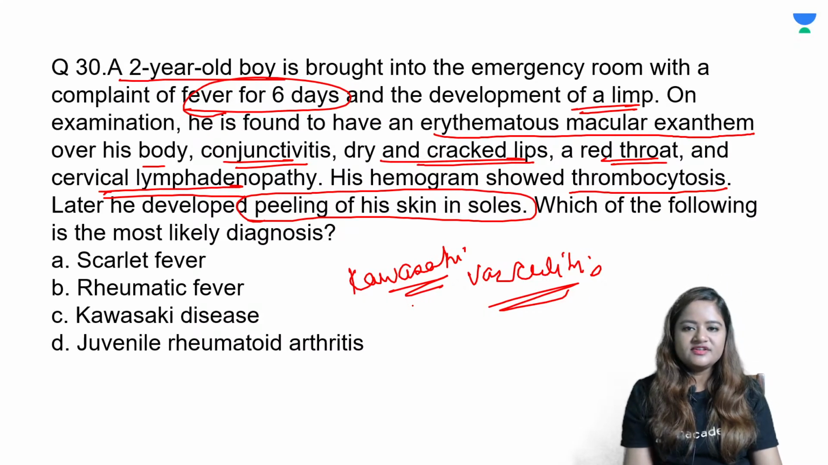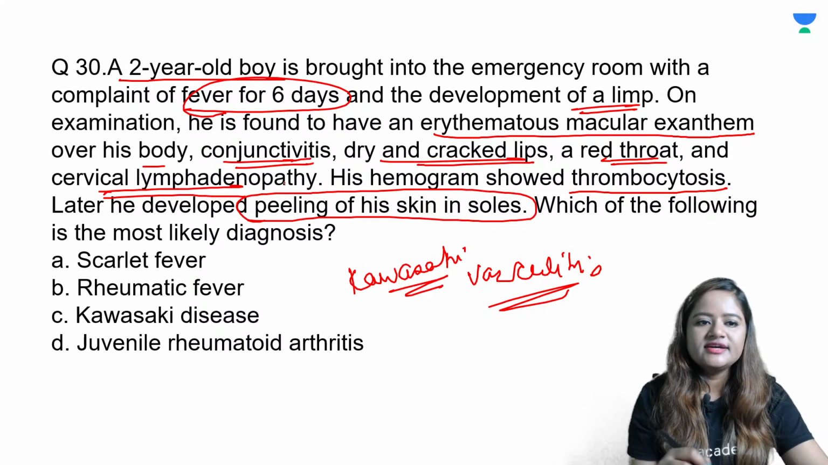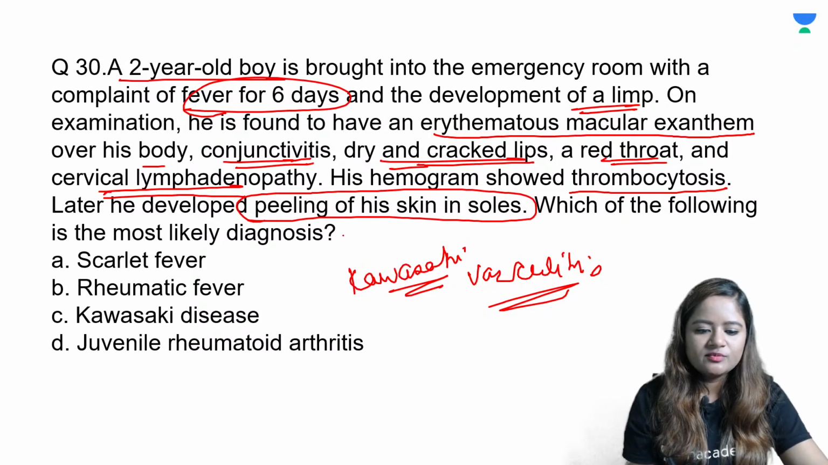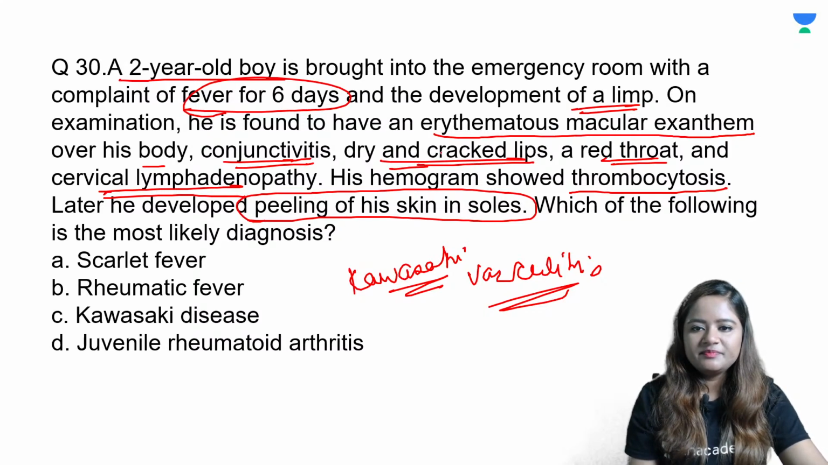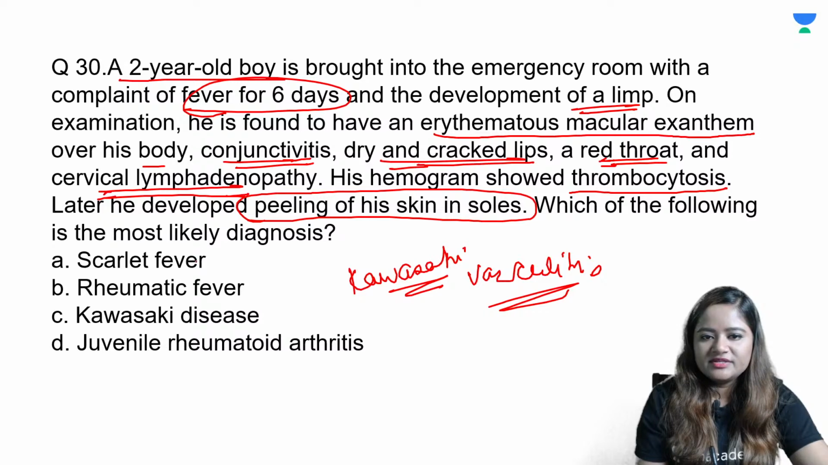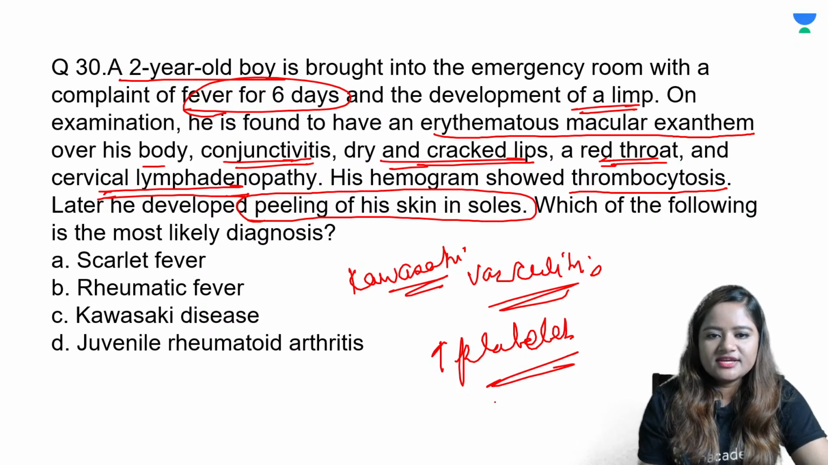Fever for more than 5 days is very important. Then you find all these findings like a non-purulent conjunctivitis. There is dry and cracked lips. So all the mucosal parts are going to become dry. They can be cracked. They can get peeled off. There is redness of the throat that is classical presentation of pharyngitis. There is cervical lymphadenopathy as well. And on CBC, you have increased platelet counts. Okay? So that is classically known as thrombocytosis.